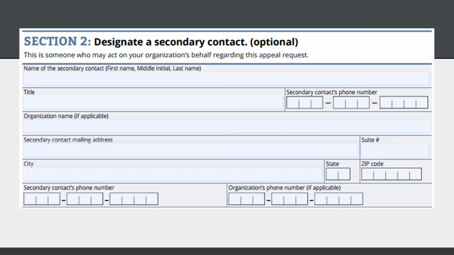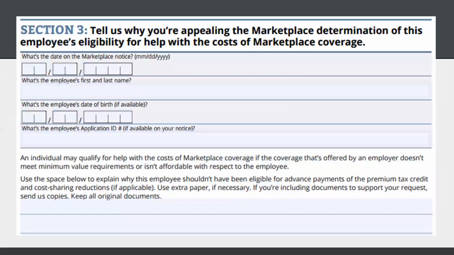Yeah, so I think your choice is if you as a superintendent really want all communication to go to the business official, put them in here. But if you think it's fine as is, they're just going to send it to the superintendent. You do not have to fill out Section 2. Okay. Section 3 is really the appeal, right? I mean, that's it. Tell us why you're appealing the determination of employee's eligibility to help with the cost of the coverage. This is why should that employee not be eligible for the government assistance on the exchange? What is the date on your marketplace notice? That's all in the form if you've got it.